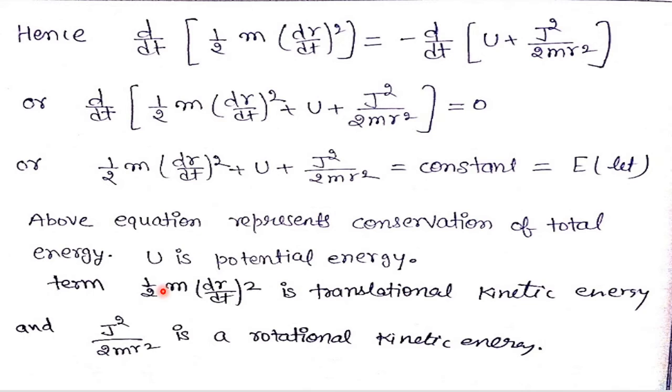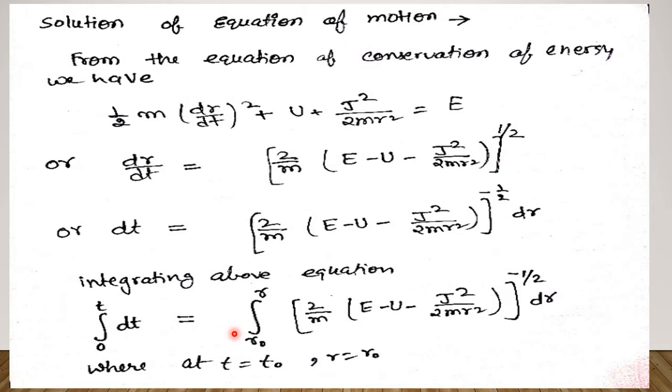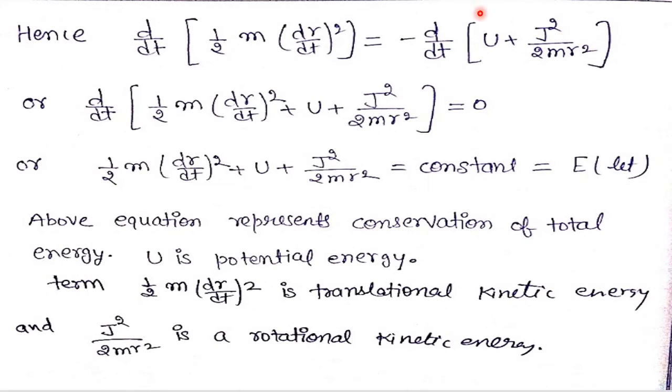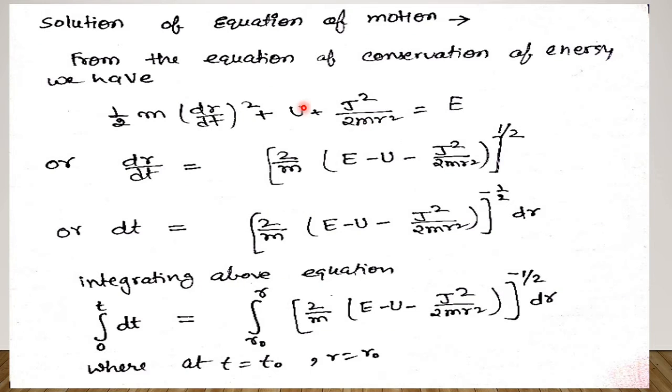Also we can write J square upon 2m r square in the form of I. As we know, J equals I omega, so with putting this, we get J square upon 2m r square equals half I omega square. Now we take the solution of the equation of motion. From the equation of conservation of energy, we have half m (dr/dt) square plus u plus J square upon 2m r square equals E.